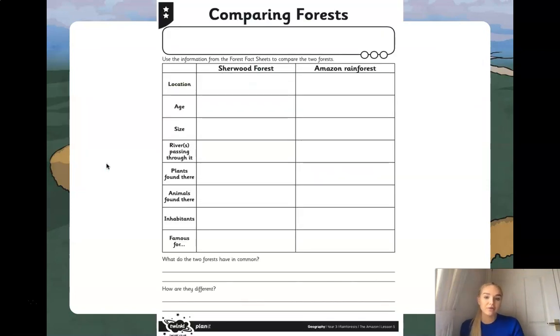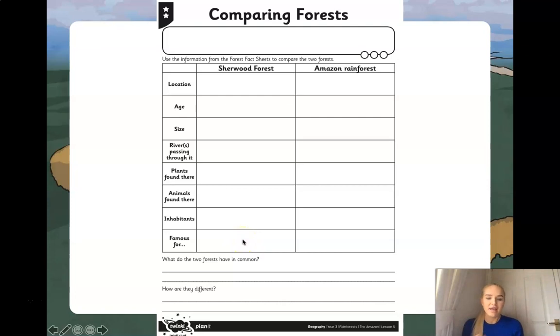Then when you've read both of them, you're going to go on to resource 2 of today's lesson, where you're going to be comparing the forests. So you need to state the location, so where it is, what countries or what continent it's on, the age, so how old it is, it will say that in your resource pack, the size of it in kilometres and square kilometres, any rivers that pass through it, like the River Idle passes through the Sherwood Forest, plants and animals that are found there, who lives there and what it's famous for.